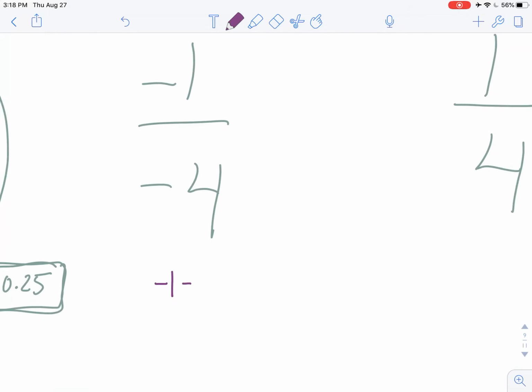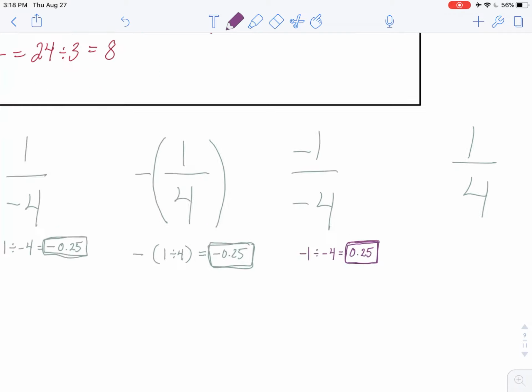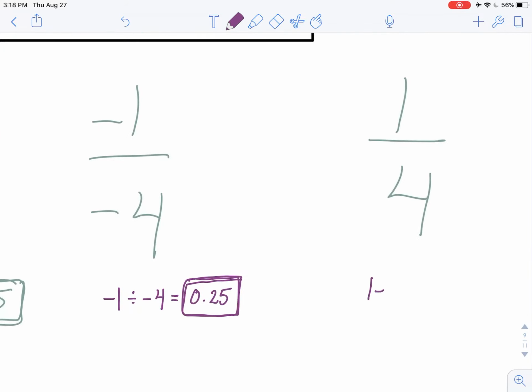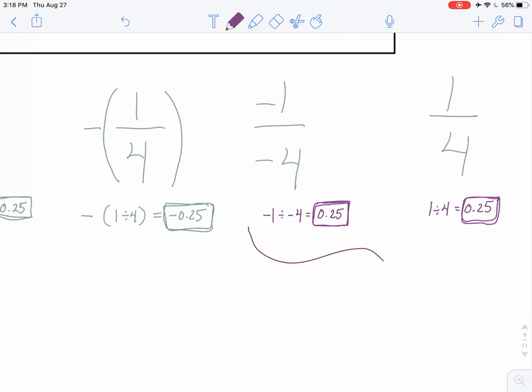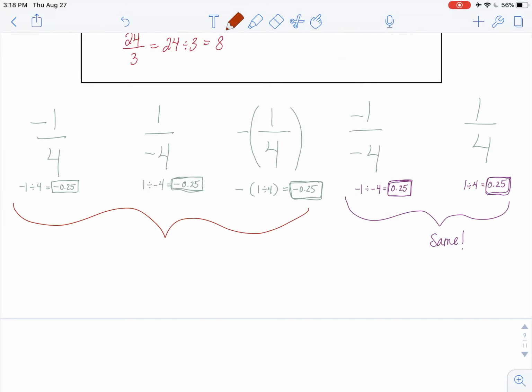Let's look what happens when we move to this one. This is negative 1 divided by negative 4. Negative divided by a negative is actually a positive. And 1 divided by 4 is 0.25. Uh-oh, this one is a positive. That's different than the other 3. And again, we also have a positive 1 divided by a positive 4, which is 0.25, also a positive. These 2 fractions are the same. These 3 fractions are the same.